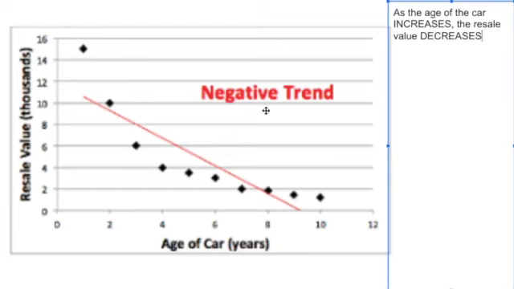So this is a negative trend because as one increases, the other decreases. So if I find a more expensive car, it's likely to be a newer car or a car with less age. And if I have an older car, it is likely to have a lower value. So that is what we are dealing with here.